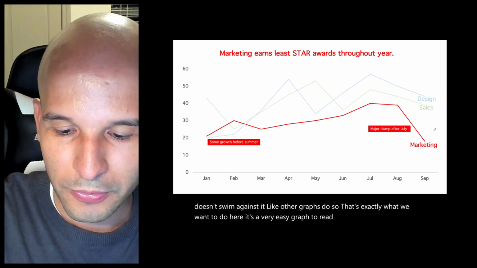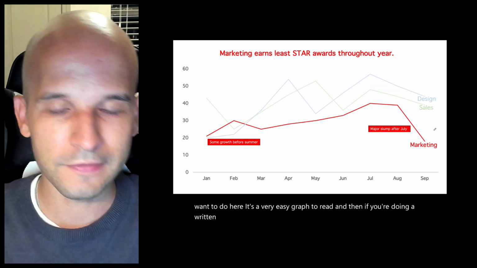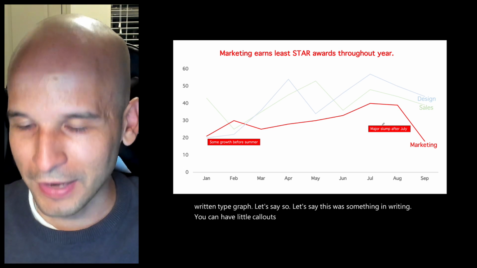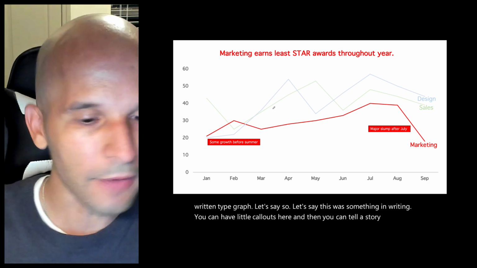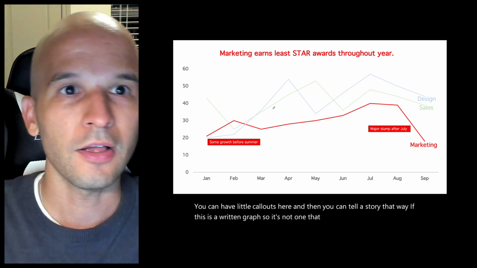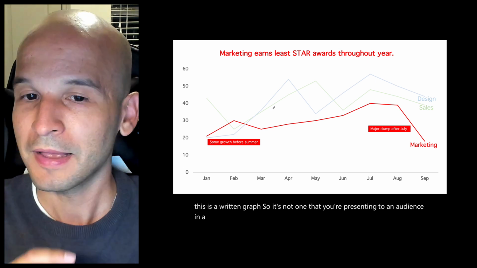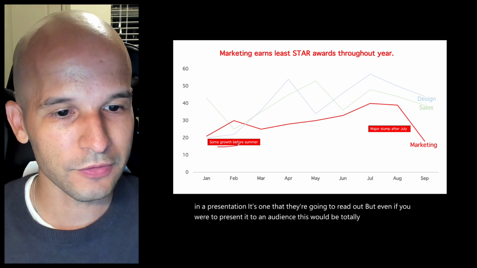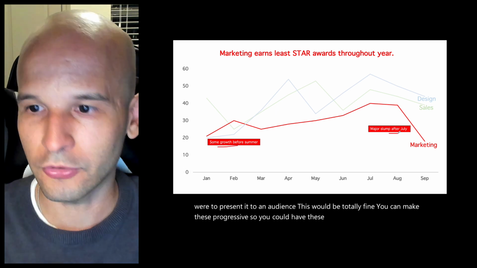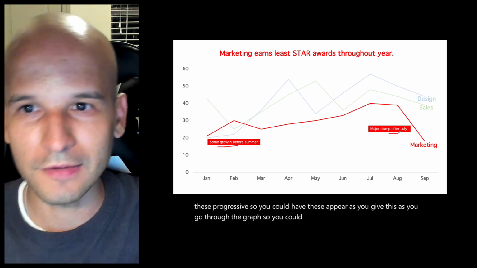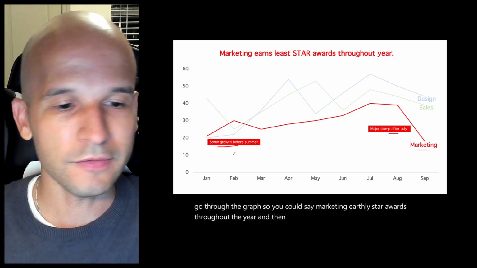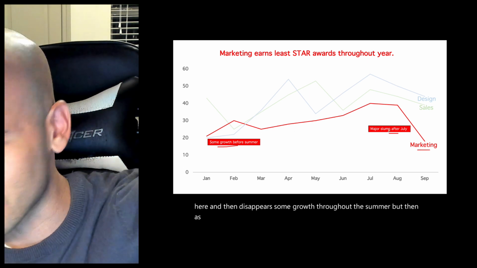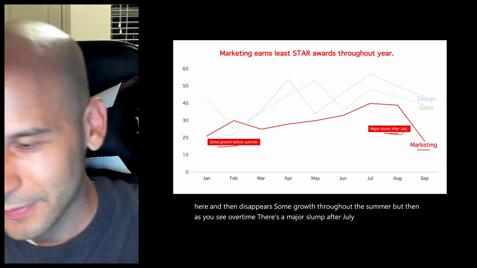And then if you're doing a written type graph, let's say this was something in writing, you can have little call outs here, and then you can tell a story that way if this is a written graph. So it's not one that you're presenting to an audience in a presentation, it's one that they're going to read about. But even if you were to present it to an audience, this would be totally fine. You can make these progressive, so you could have these appear as you go through the graph. So you could say marketing earns least star awards throughout the year, and then here you go. And then you say you can see here, and then this appears, some growth throughout the summer, but then as you see over time, there's a major slump after July. Okay, cool. And then that appears.